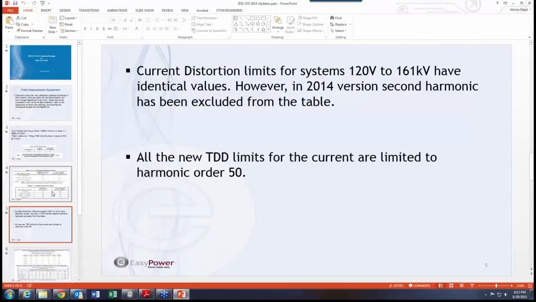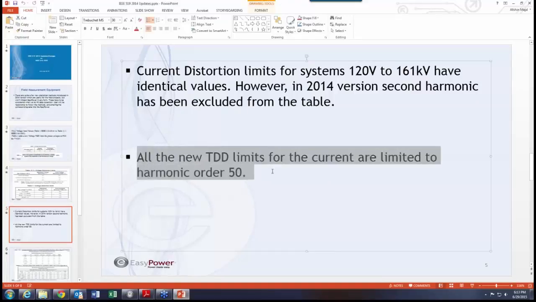Current distortion limits for systems from 120 volt to 161 kV have identical values. However, in the 2014 version, the second harmonic has been excluded from the table. All the new TDD limits for the current are limited to harmonic order 50. This, in fact, maybe I should have put first. Depending on what type of study you do, it looks very important, but the impact of it is really minimal if you think about it.